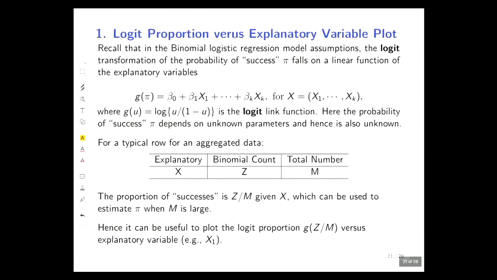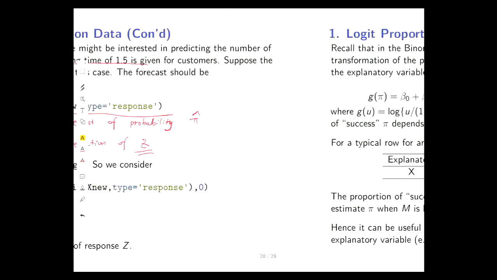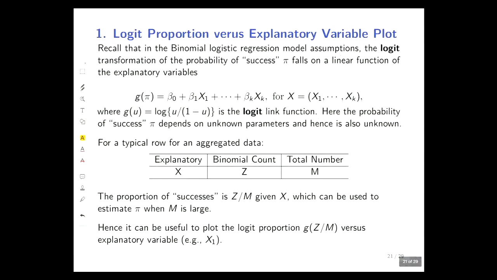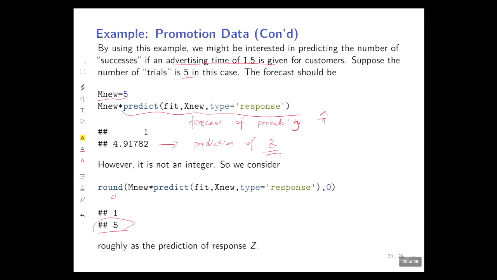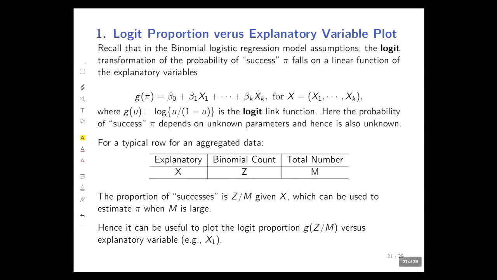So by using this fitted value of z, let's look at some diagnostic tools. I think the first one is not related to this fitted value, but the second one will. Firstly, let's look at the logit proportion versus explanatory variable plot. In comparison, in the multiple linear regression model, you have the response versus the explanatory variable plot.